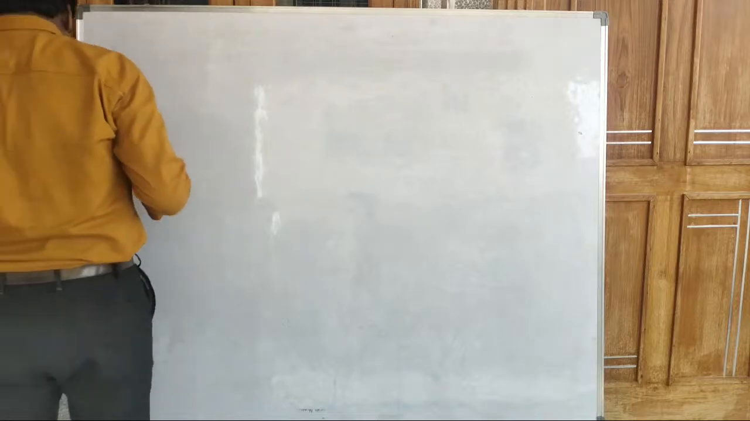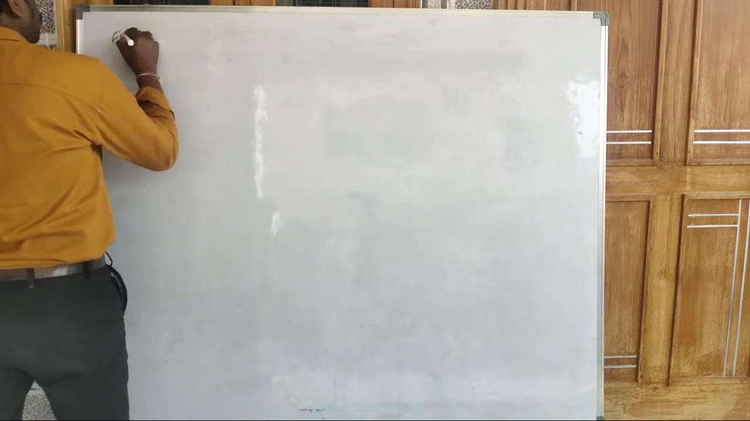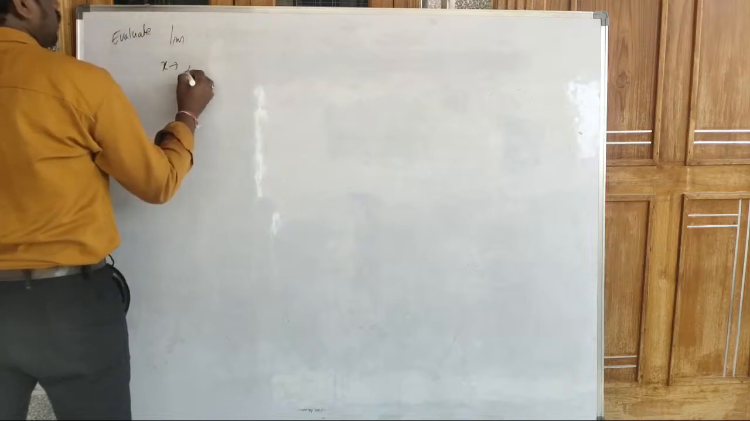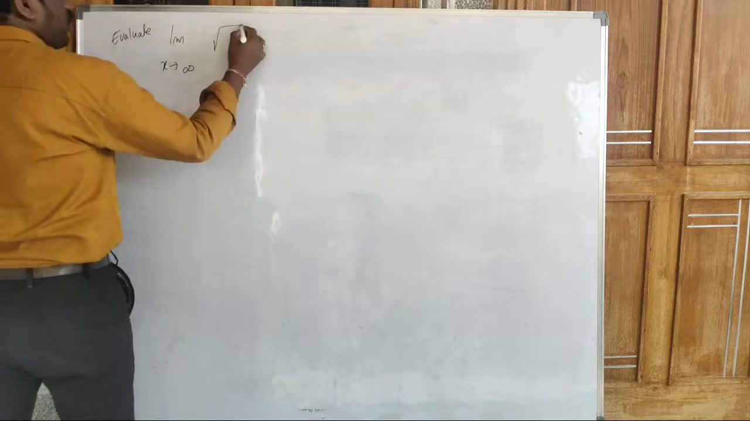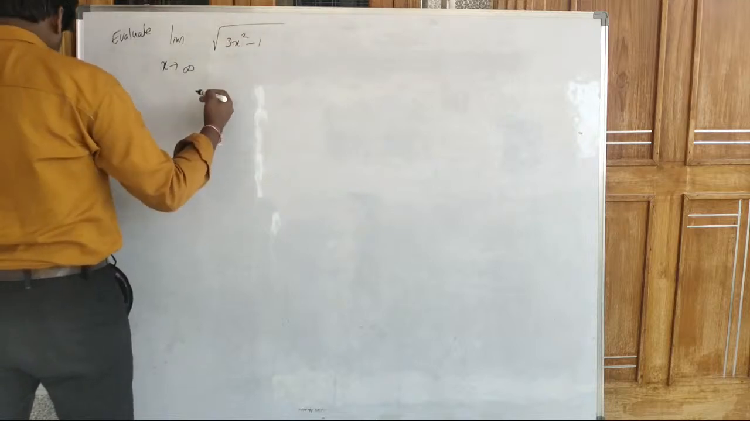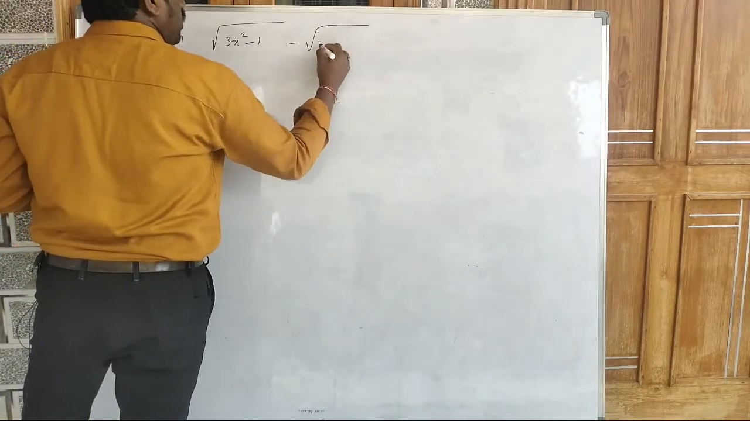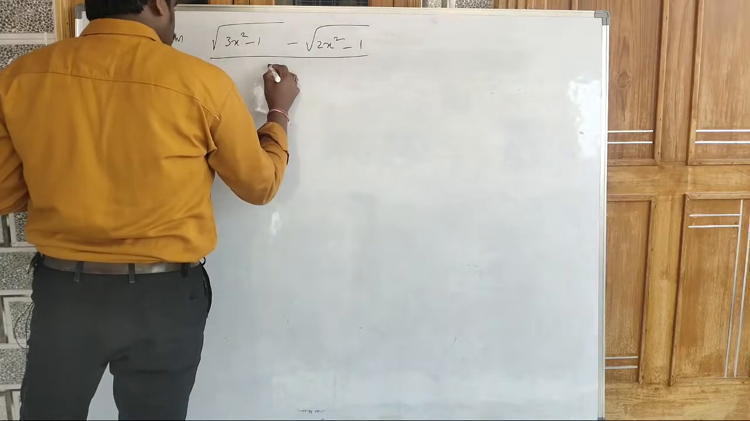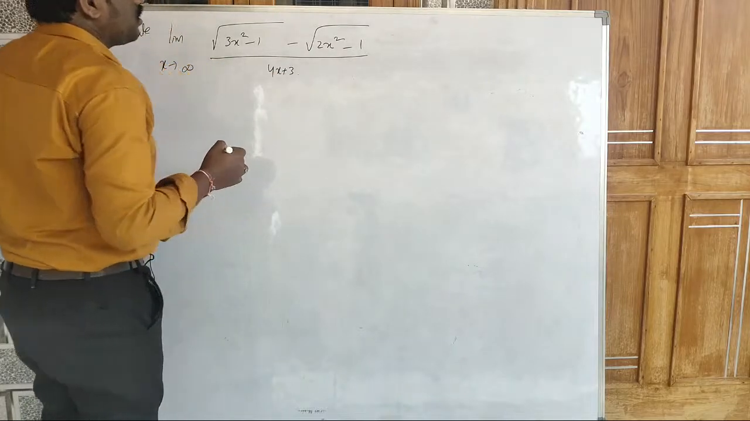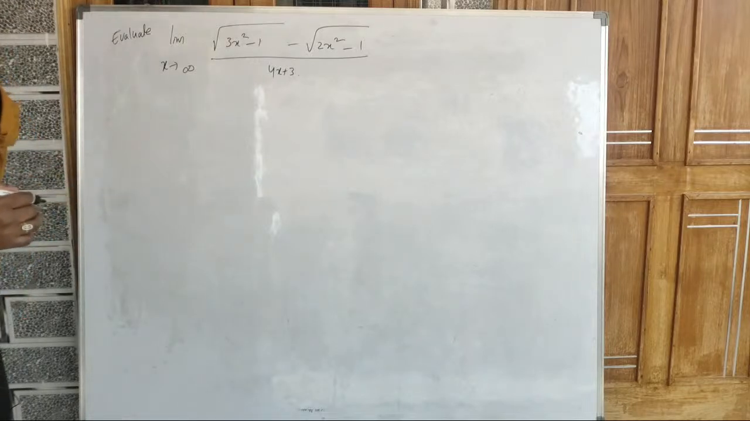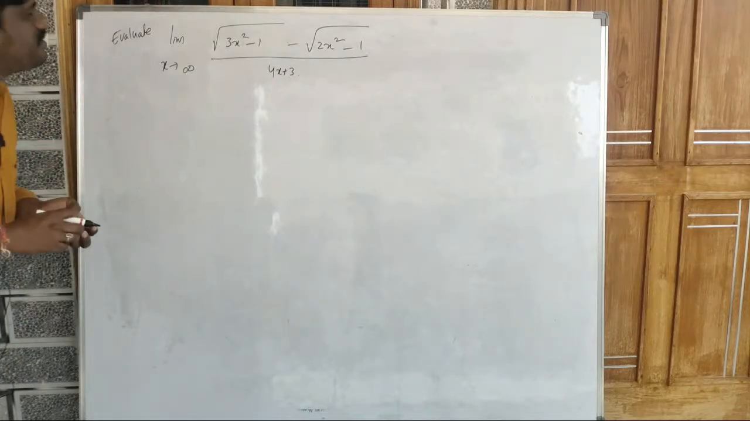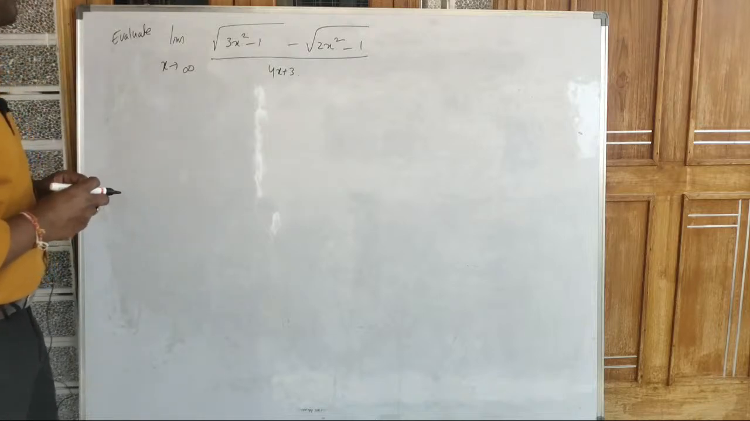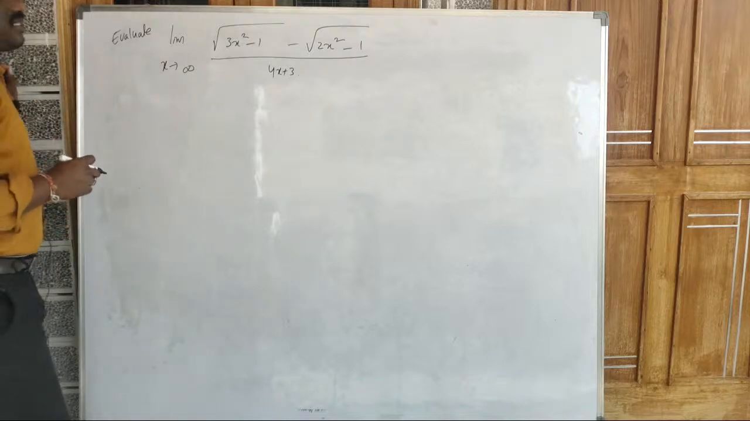So the next question is: evaluate limit x tending to infinity of square root of 3x square minus 1 minus square root of 2x square minus 1, divided by 4x plus 3. So you have to find this one, limit x tending to infinity of square root of 3x square minus 1 minus square root of 2 into x square minus 1, divided by 4x plus 3.